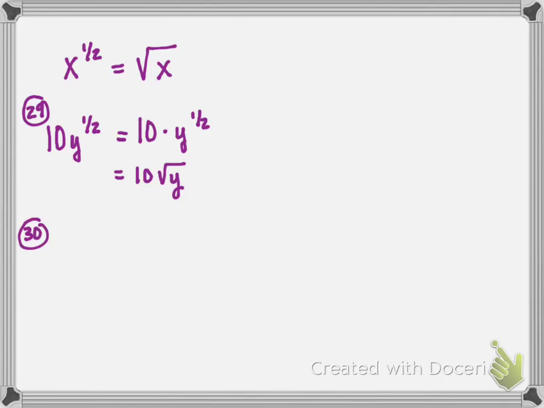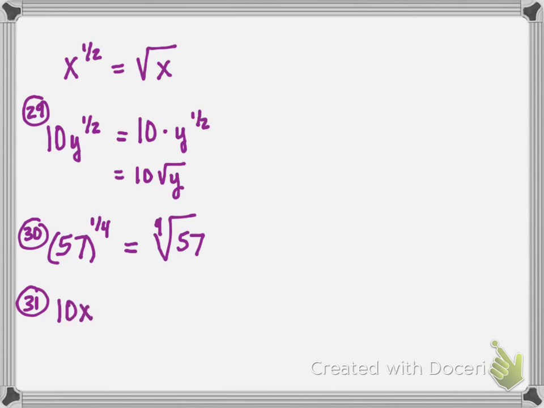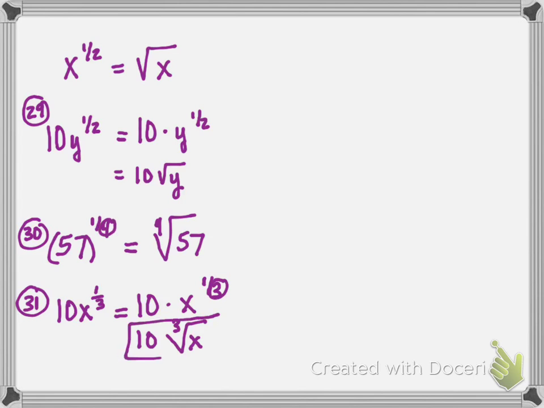On number 30, the same concept, we have 57 raised to the 1/4. So this whole thing is being raised to a power of 1/4, or it's the 4th root of 57. And on number 31, you had 10x to the 1/3. So the 10 is not being raised to the 1/3 power. There's not any parentheses. So this is like 10 times x to the 1/3, or 10 times the cube root of x. Whatever the denominator is here is your index. Denominator is 4, index is a 4th root.